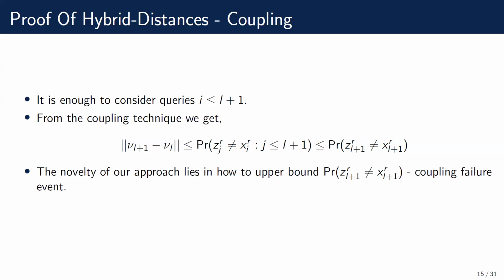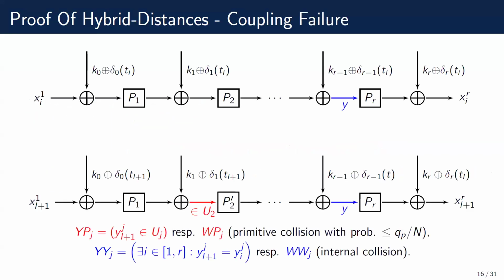So now we will actually analyze all the coupling failures for the Xs and the Zs together, but we start by looking at only the Xs independently first. The type of coupling failure comes from collisions. We identify two collision events that will be crucial in our proof. The first collision event is actually quite easy. We look at the (L+1)-th query, and we see that at some point we can have the input to a permutation that is already known to the adversary. We call that a primitive collision.